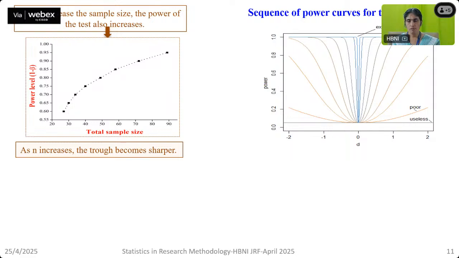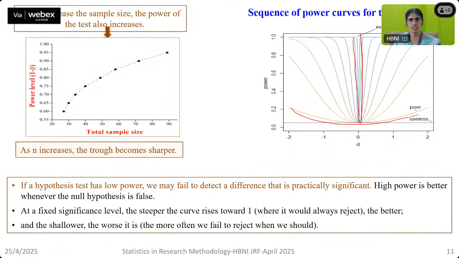And if you are comparing two statistics, one having a distribution like this red curve, another one having a distribution like this blue curve, then the blue one will be selected over the red one. The comparison of the power of the hypothesis tests will make you able to take a decision between two statistics, which one to take in a particular context. So if a hypothesis test has low power, we may fail to detect a difference which is practically significant. We may lose very important information.